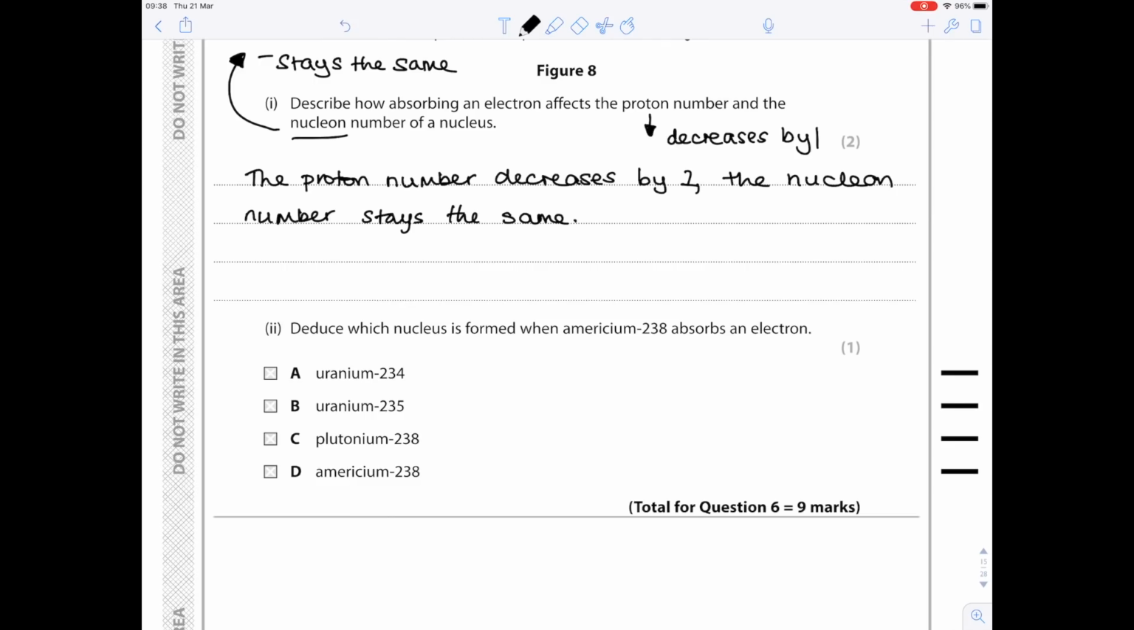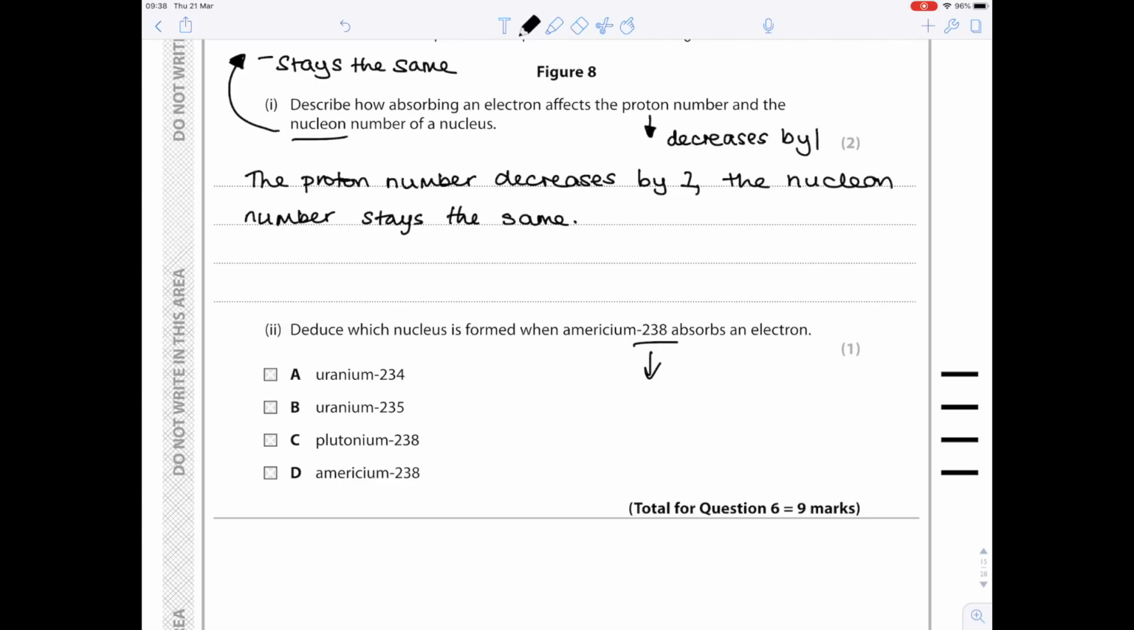Deduce which nucleus is formed when americium-238 absorbs an electron. Now, the 238 is obviously the mass number, so the nucleon number. As we've said in the previous question, it will stay the same, so we need 238. However, is it plutonium or is it americium? Well, because the proton number has changed, and the proton number is the same as the atomic number, which dictates which element you have, we have a new element, which is why the answer here is plutonium-238.